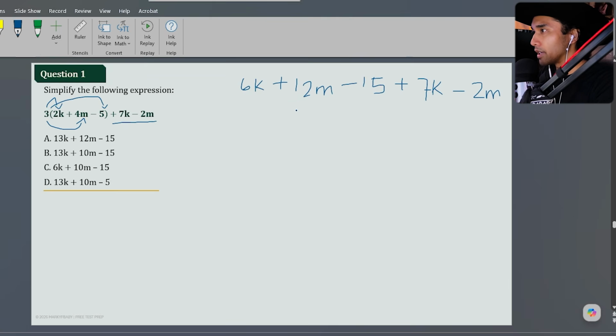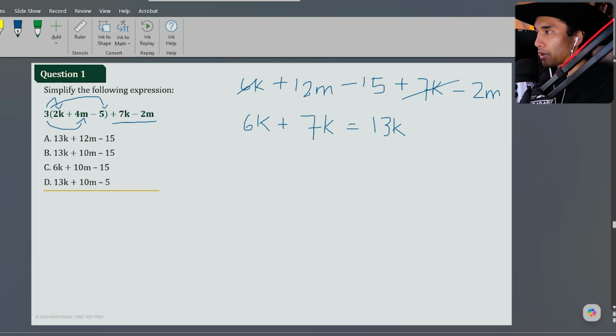Okay, this is what I like to do. I try to just group the terms, right? So I have 6k and I have 7k over here. So I'm just going to write down exactly that. 6k plus 7k, right? And what does that equal? Well, that equals 13k. And then I just like to cross it out on my paper or in my notebook. And then I go to the next term.